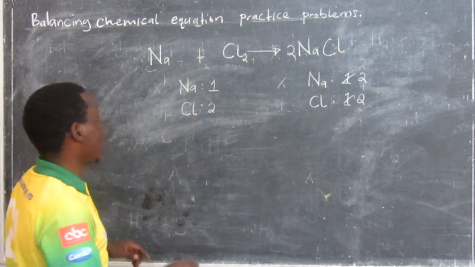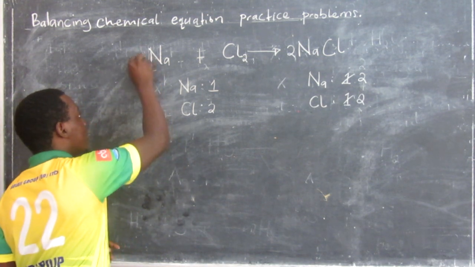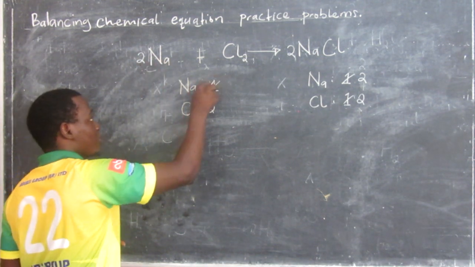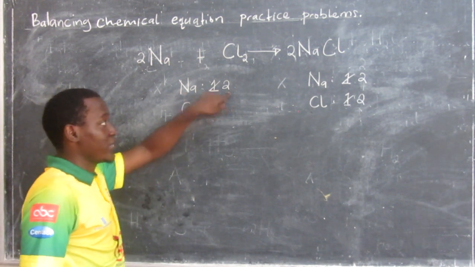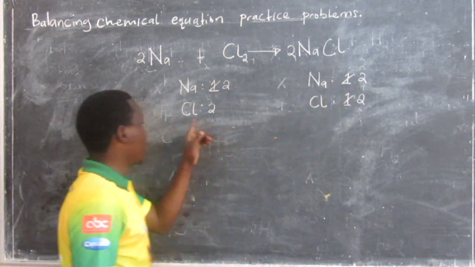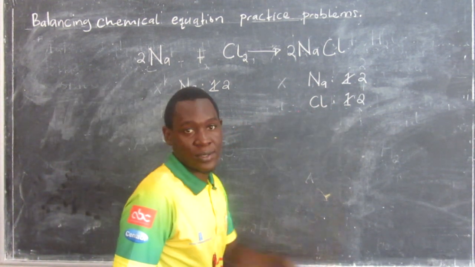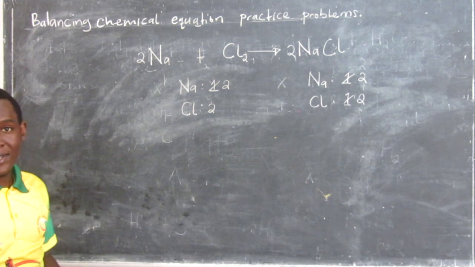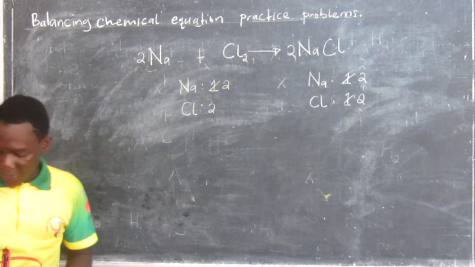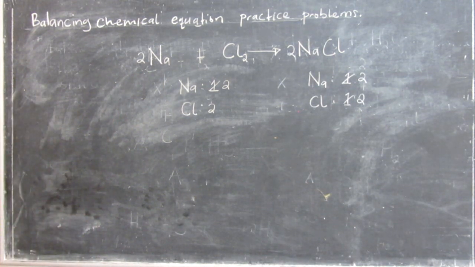Sodium now is not balanced. What I do, I put a 2 here. If I put a 2 here, it's going to multiply to give us a 2. Meaning that now sodium, there are 2 sodiums, 2 NaCl's, 2 NaCl's. My equation is a balanced equation. Is it okay, my dear students? Okay, we put that one down.